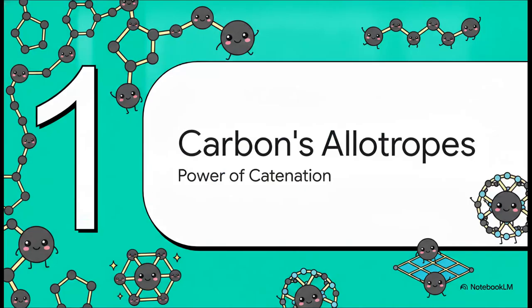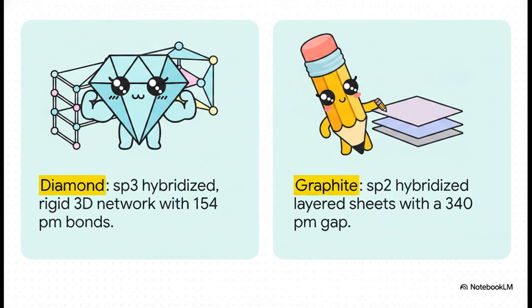Section 1. Meet carbon's allotrope family. So carbon has this absolutely wild ability to link to itself, which is a property called catenation, and this allows it to create incredibly diverse physical structures that we call allotropes. It brilliantly illustrates how the exact same carbon atoms can produce two materials that literally couldn't be more different.